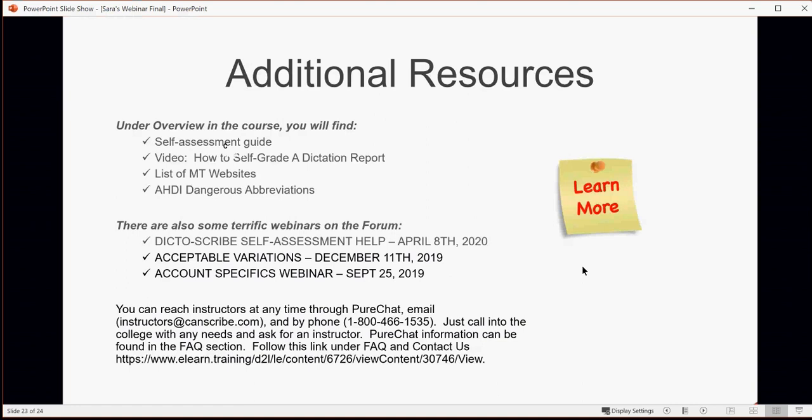If you don't know how to access those webinars, you just need to click in the course on Forums, on Forum. It'll take you to the forum. Sometimes you have to log in. If it says log in the top right corner, click on that, log in, and then in the search bar, you can type in webinar. And it will give you a list of all the webinars done each year. If you know it's the webinar on the DictoScribe self-assessment, you can type in DictoScribe self-assessment, and it'll take you right to that. So that is one I actually highly recommend.